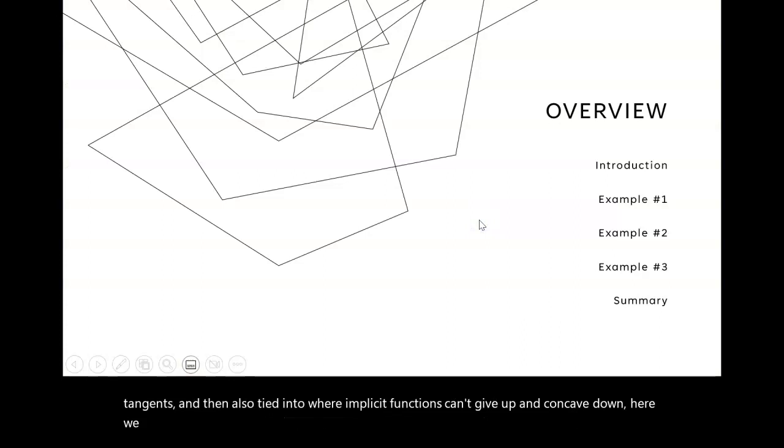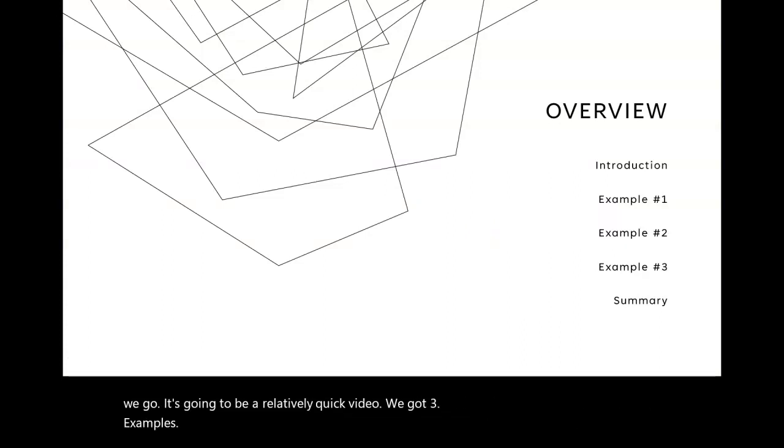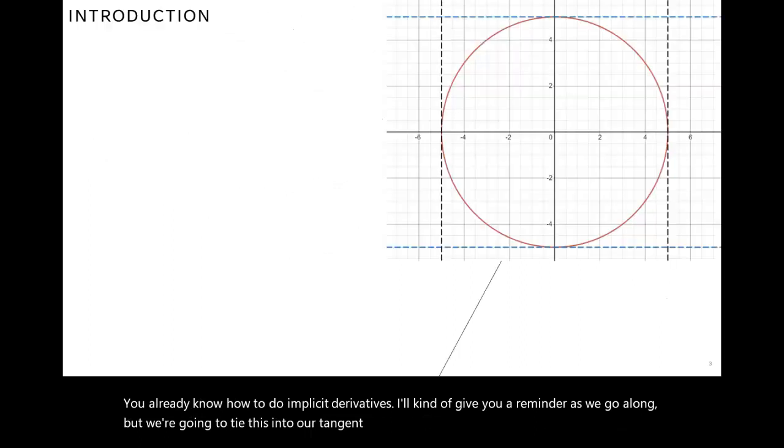It's going to be a relatively quick video. We've got three examples. You already know how to do implicit derivatives. I'll give you a reminder as we go along, but we're going to tie this into our tangent lines and to our concavity.